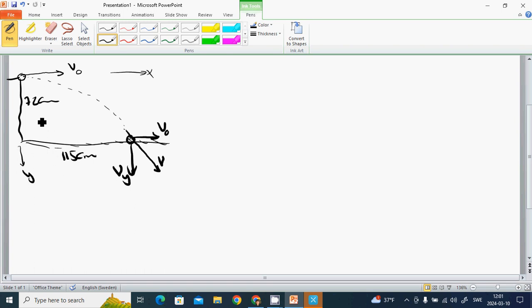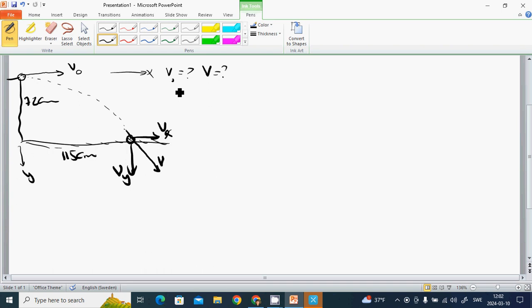Then we are going to find the time. What was the velocity? V0 equals, and it must be Vx, and V.